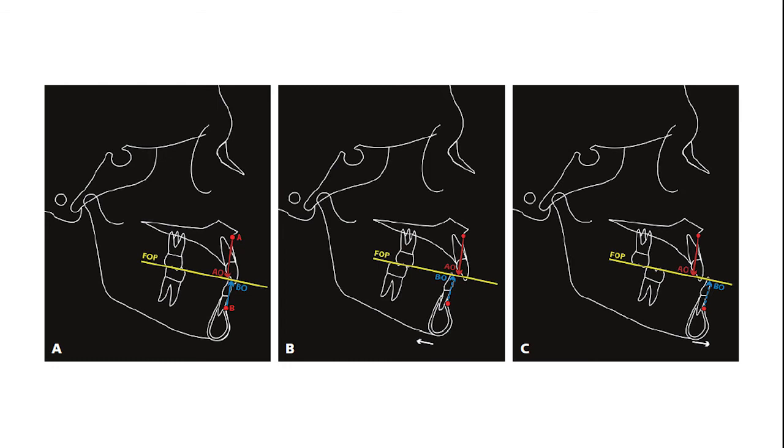The second is the width appraisal. Another method used to describe the relationship of the jaws to each other is the width appraisal, originally described by Jenkins and later popularized by Jacobson.